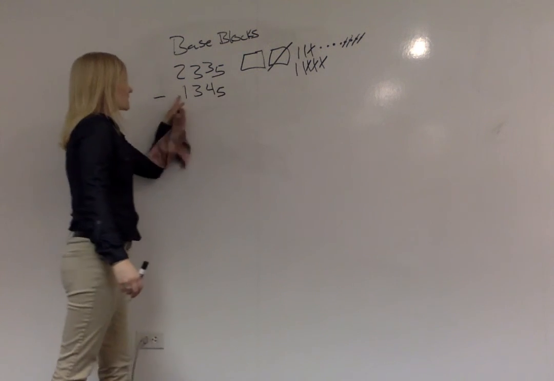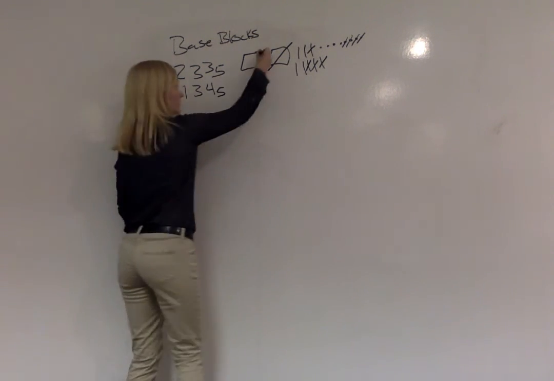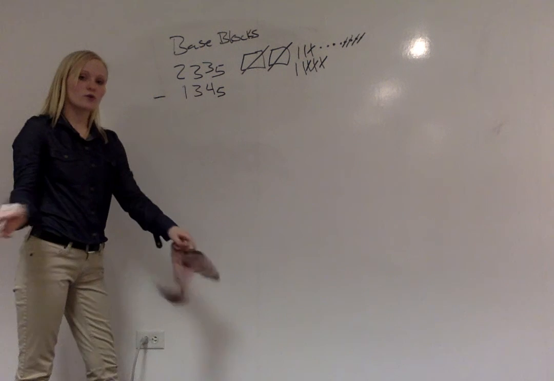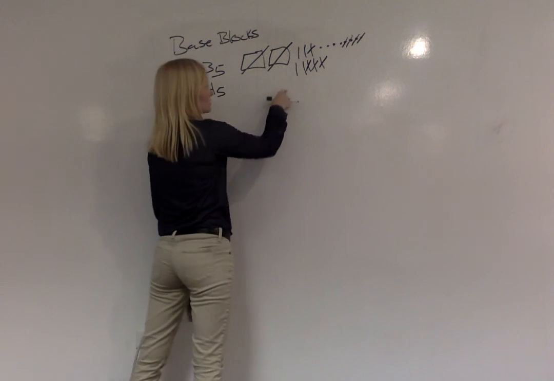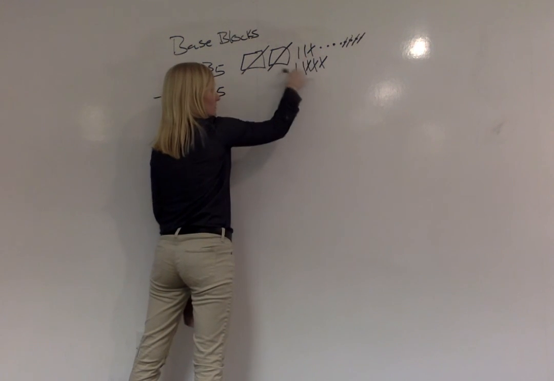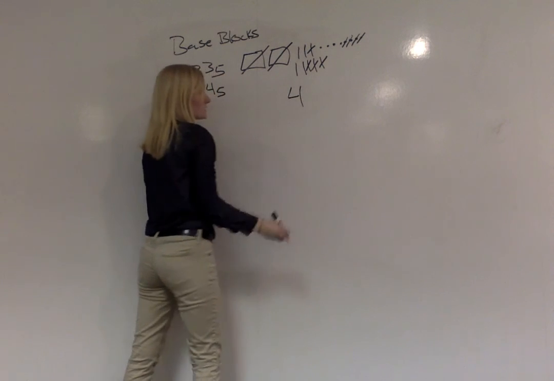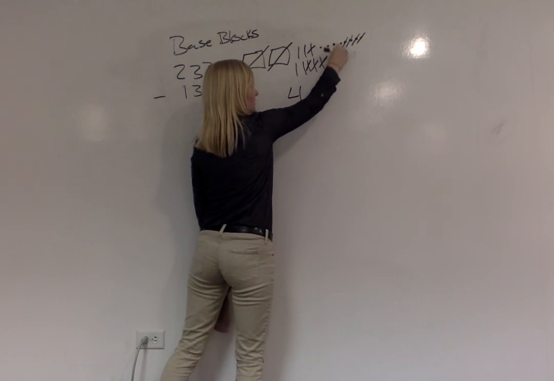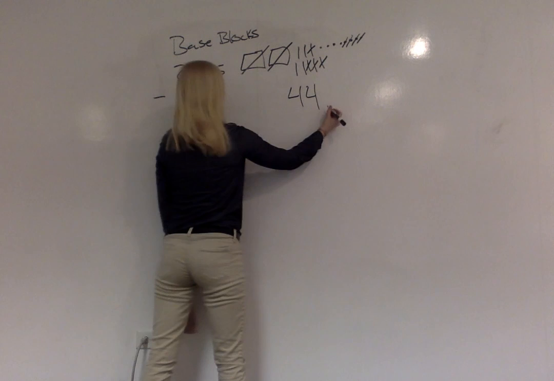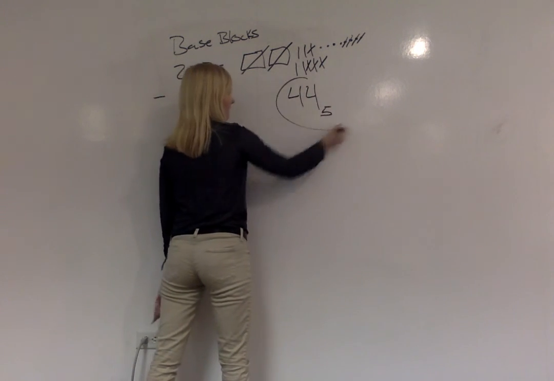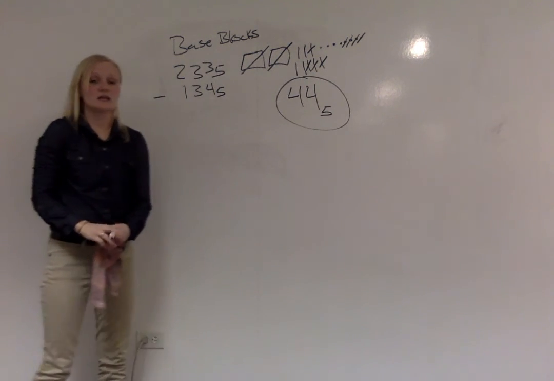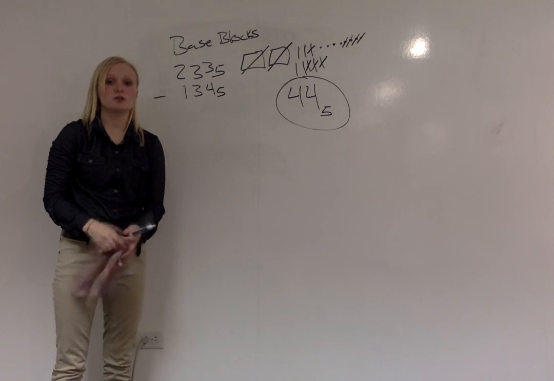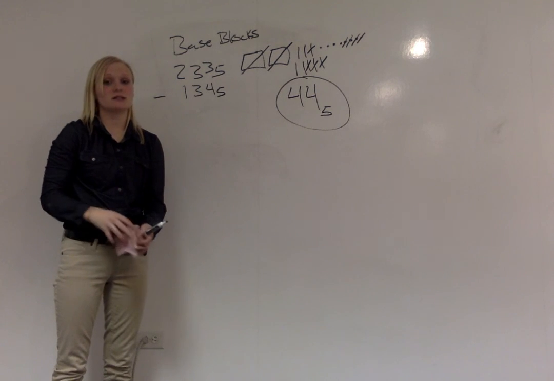Now we have to subtract 1 flat, which leaves us with no more flats. So our answer would be 4 rods and 4 units in base 5. These are all strategies that you can use for adding and subtracting in other bases.